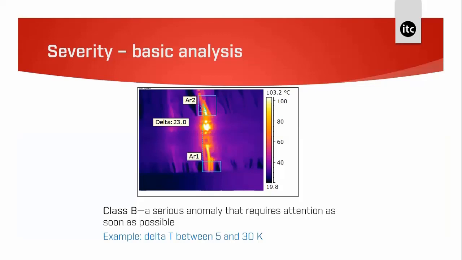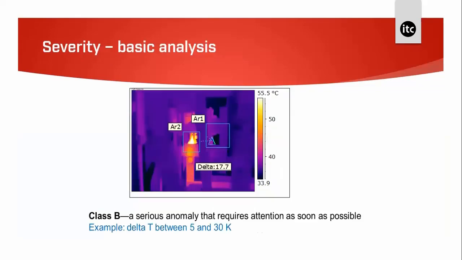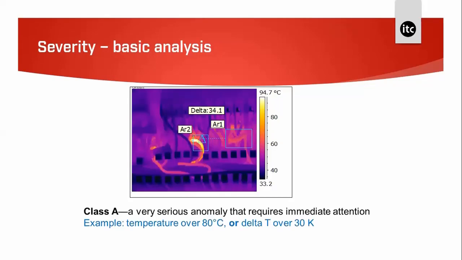This example shows we've got a delta T of 23 degrees C, and based on our classification criteria, this is a class B problem. So you can sort of see it works on HV as well as LV. This image shows a delta T of 17.7 degrees, again, which is a class B problem. And this is the last image. It's a class A problem with a delta T of 34.1 degrees. So from these examples, we've seen how simple it is to classify the fault found, which in turn helps in reporting the problem and working out repair strategy.